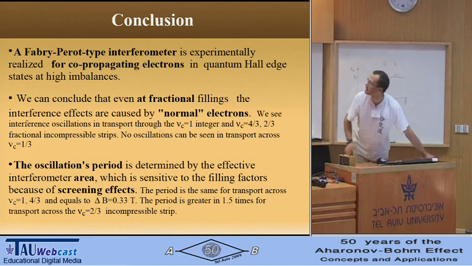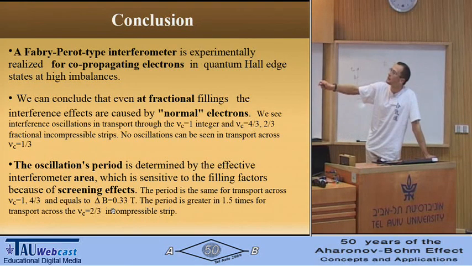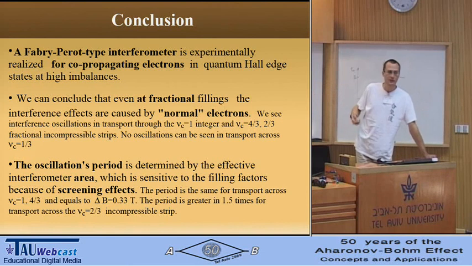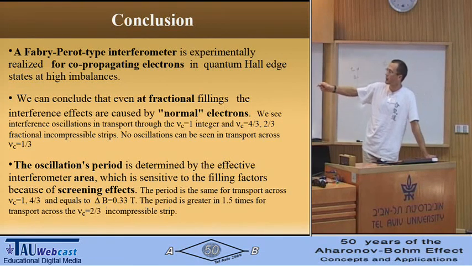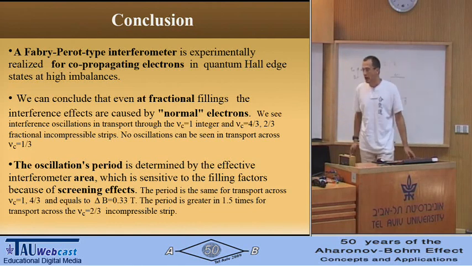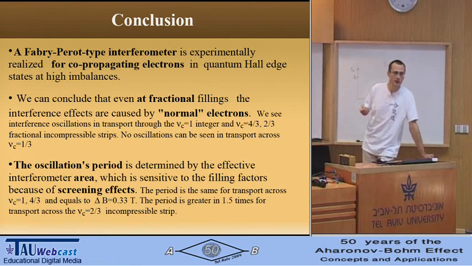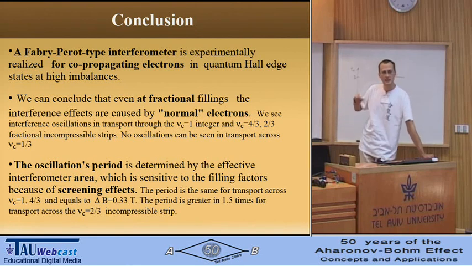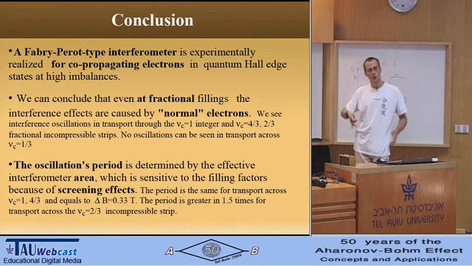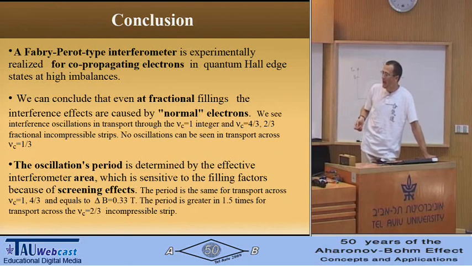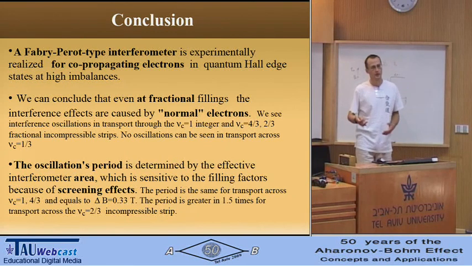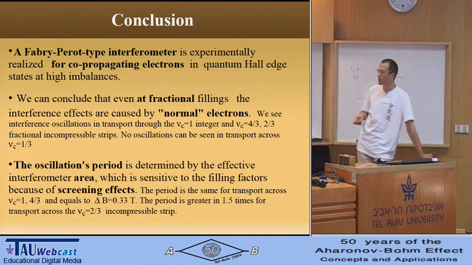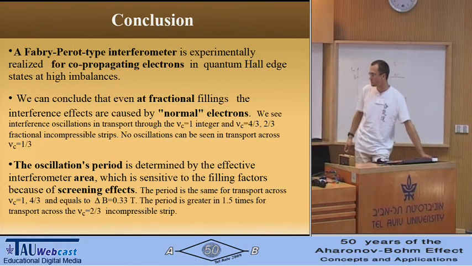So this is the conclusion. First of all, this Fabry-Perot interferometer is realized for co-propagating electrons. I can say that even at fractional fillings, I have interference conditions for normal electrons, if it's possible, of course. And about the period, I'm quite sure that my period is determined, first of all, by the effective area of the interferometer, which is sensitive to the magnetic field because of screening at the sample edge, which is sensitive to the filling factor, to the magnetic field. And it is not so straightforward to compare periods for fractional oscillations and integer oscillations. They are different, of course, but I think that they are determined, first of all, by the effective area of the interferometer. So that's all.